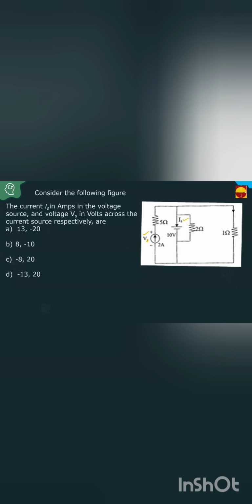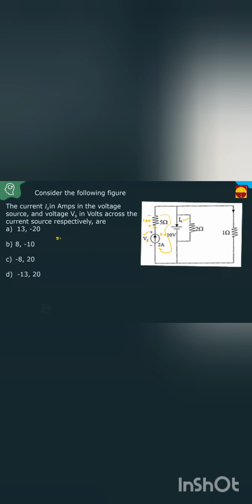Okay. It's very simple. How much current is entering here? 2 amperes. Where the current is entering, that is plus, and this is minus. 2 into 5, 10 volts. This is 10 volts. Now apply KVL in this loop, students.